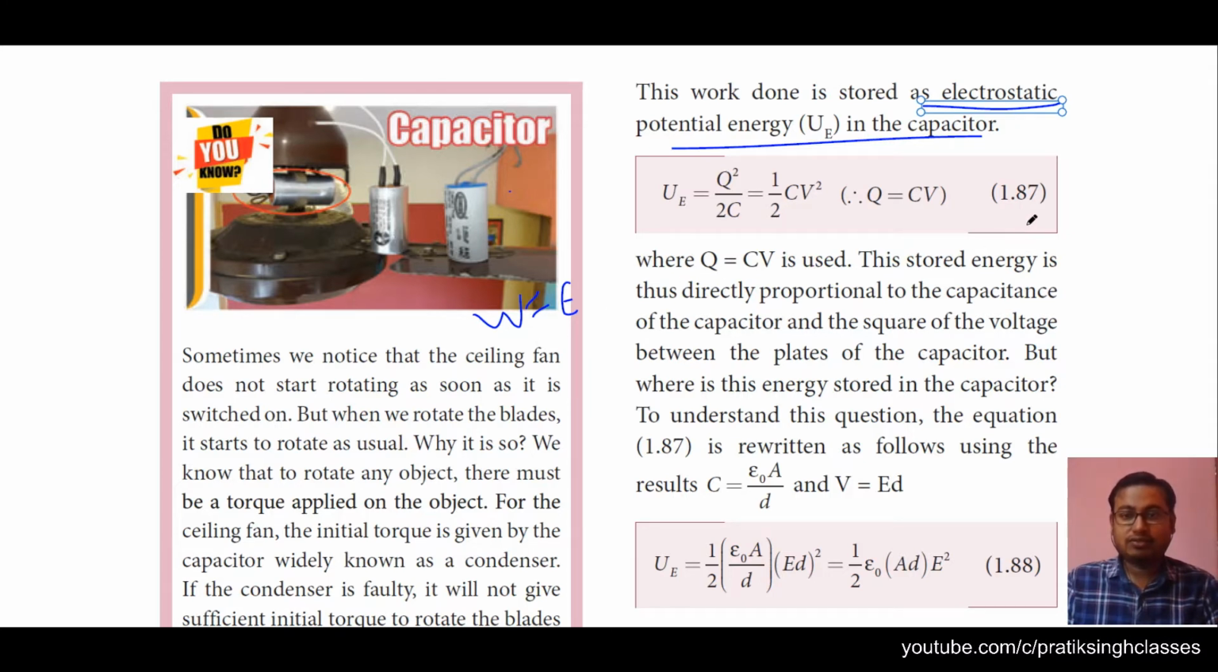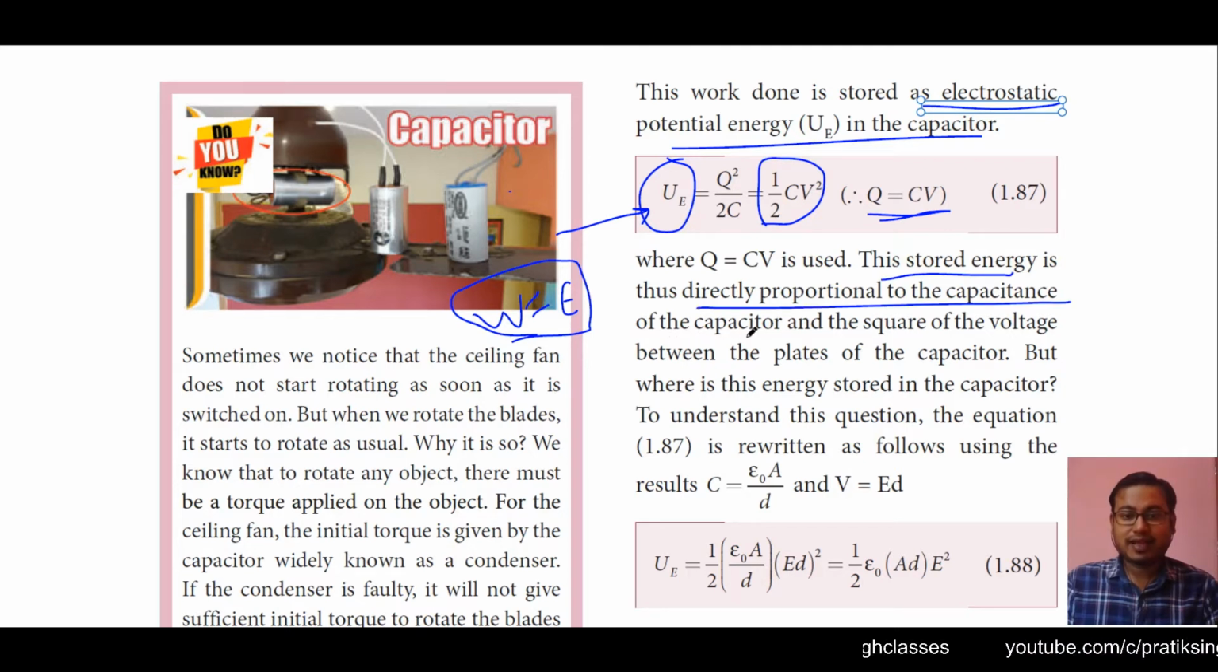That is why in equation 1.87, W is converted or written as UE, that is electrostatic potential energy, equal to q square by 2C. Here if you substitute q equal to C into V, you will get half into CV square. This is the total work done or total electrostatic potential energy in the capacitor. This stored energy is thus directly proportional to the capacitance of the capacitor and the square of the voltage between the plates of the capacitor, as you can see here in equation 1.87.